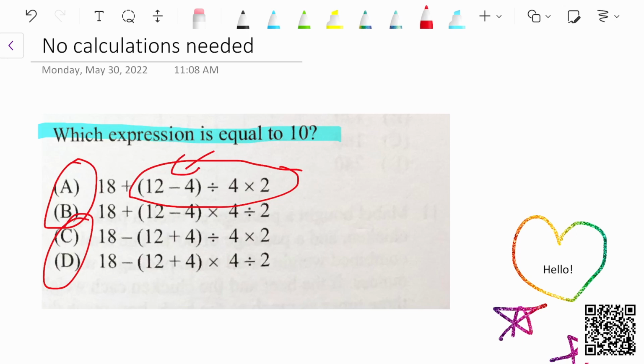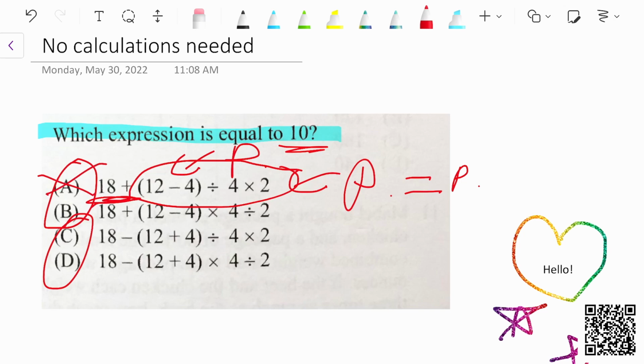So 12 subtract 4. 4 is less than 12. It's not 4 subtract 12. So it's 12 subtract 4, so that has to be positive without solving. And 4 times 2 has to also be positive. So the back of A has to be positive. But then let's look at 18 over here. It's adding. And 18 itself is already a lot larger than 10 by 8. So if 18 plus a positive number, that has to be more than 10, right? So it can't be A.